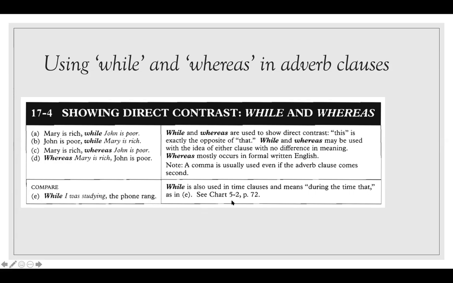So while is also used in time clauses. You can use while not only to express contrasting ideas, but also to express people doing things simultaneously in time. So while you're doing this, I'm doing this other thing. During the time that. While I was studying, the phone rang. So talking about two different actions.